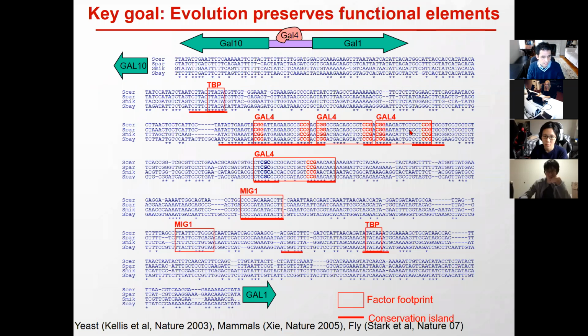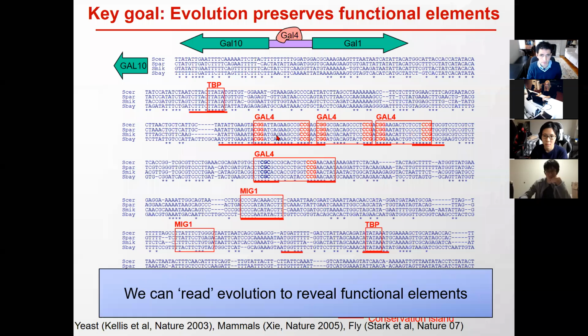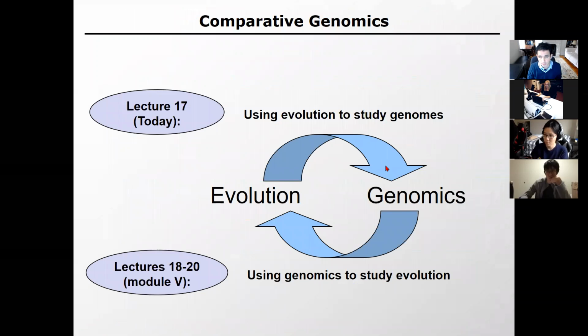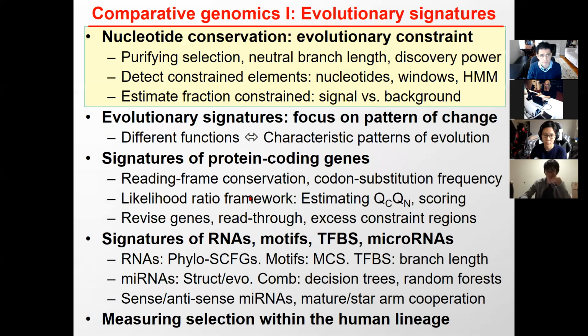And those islands of conservation, in fact, correspond very well to known regulatory motif instances within these regions. So the idea is, can we now use comparative genomics to study these signatures systematically and to discover these elements? In particular, today's lecture is going to be focused on reading evolution to reveal functional elements. And then next time, we're going to be looking at how we can use genomes to understand evolution itself. So basically, the better we understand evolution, the better we understand genomes, and the better we understand what's in the genomes, the better we can model evolution.